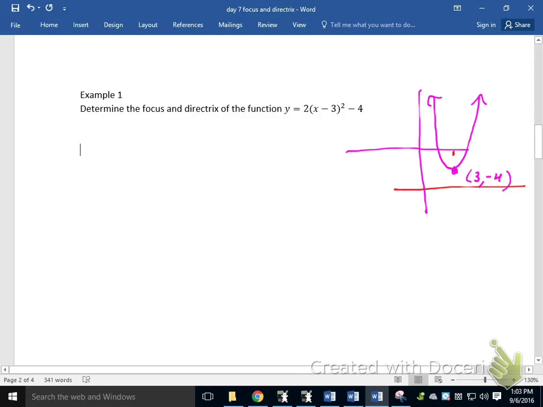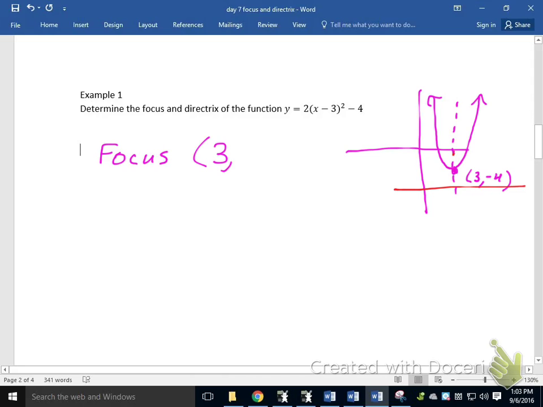So to do that, the focus. For the focus, I already know the x value. For the focus, the x value will always be the same as the x value was for the vertex, so the x value is 3. The focus will always lie on the axis of symmetry.